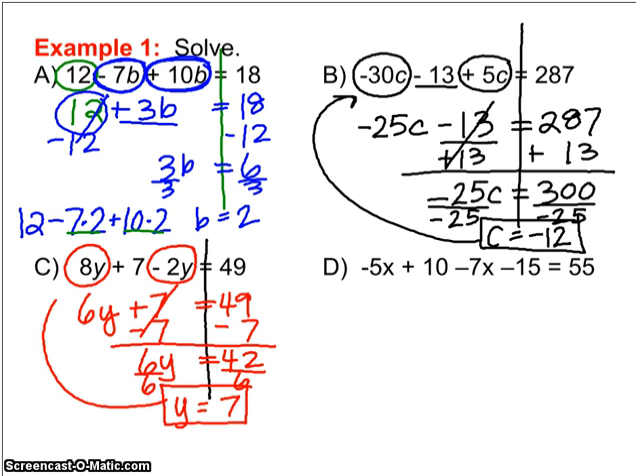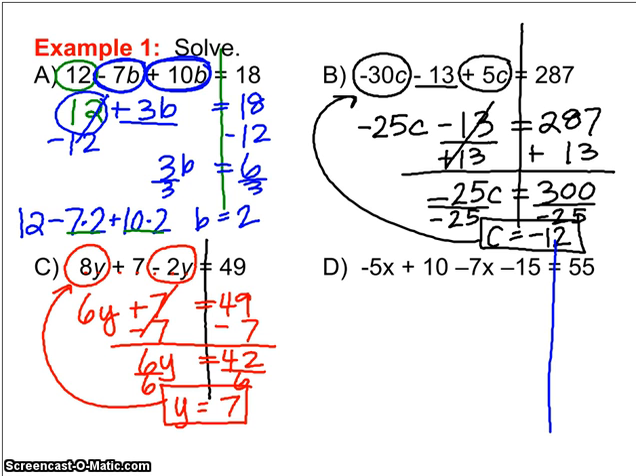Take a calculator, plug it back in, do 8 times 7 plus 7 minus 2 times 7, and you should get 49. Letter D. Draw your line.